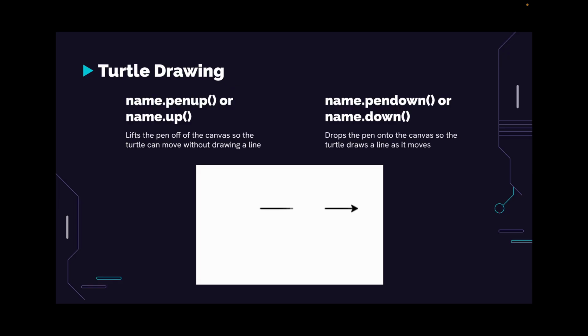So some other useful functions with Turtle include name.penup and name.up. This lifts the pen off the canvas with Turtle, so that way Turtle can move without drawing a line, right? And then to put the pen back down, we would do name.pendown, or name.down. So in this image, the programmer used pen up and pen down, once to pick up the pen and another time to put it back down.